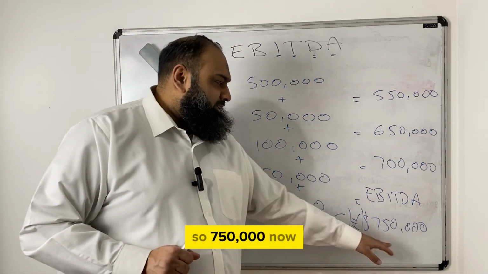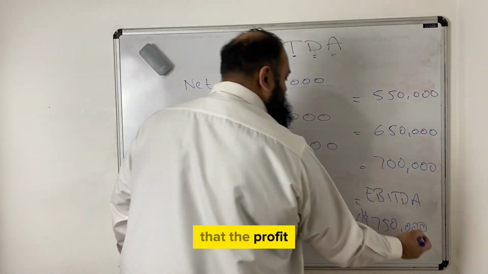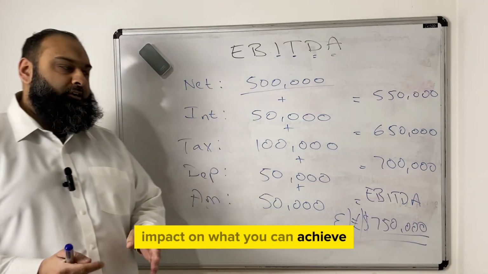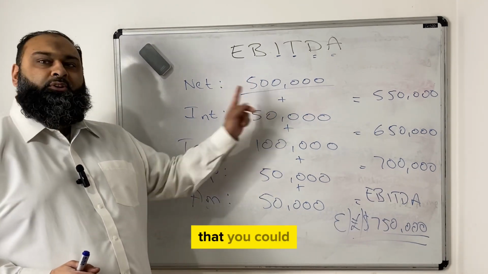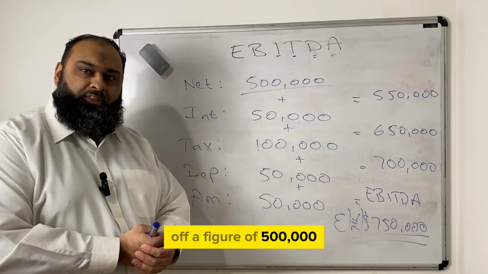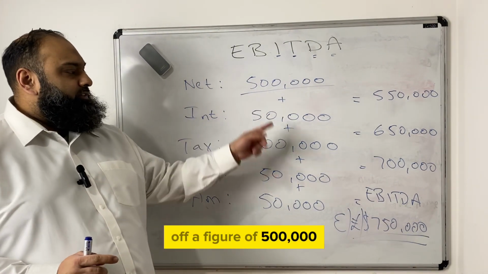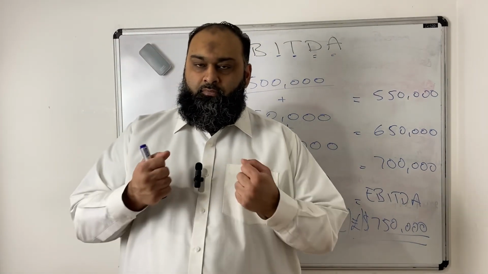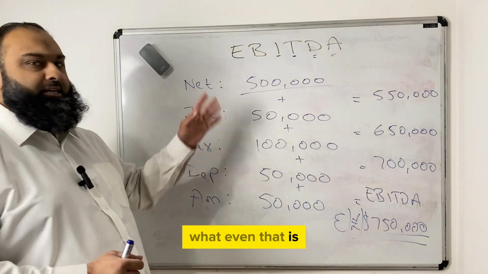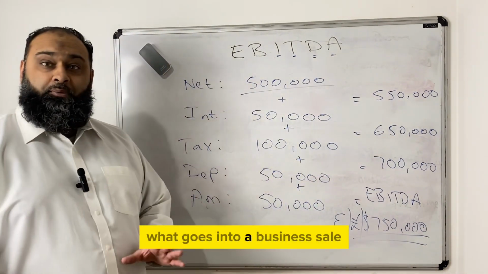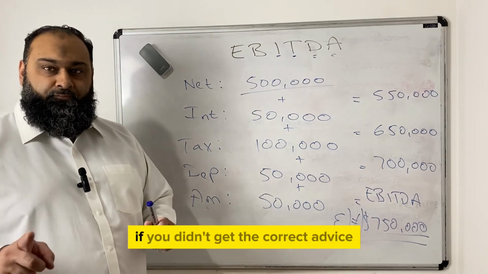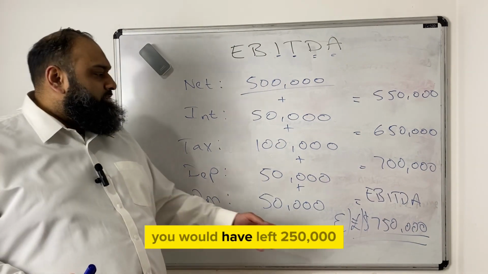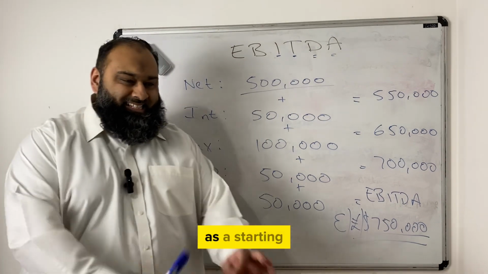So 750,000. Where you thought the profit figure you were going to use was 500,000, you're not working off a figure of 500,000. You're working off a figure of 750,000. And remember, you're selling a business, so this has a massive impact on what you can achieve on your business sale. That's why getting the correct advice and understanding what EBITDA is and the various elements that go into a business sale is so important. If you didn't click on this video and watch it, you would have left 250,000 on the table as a starting point.